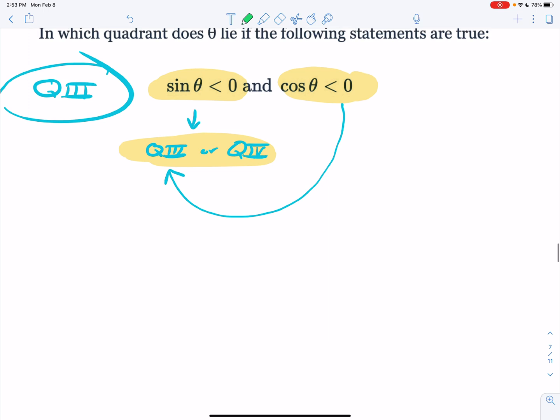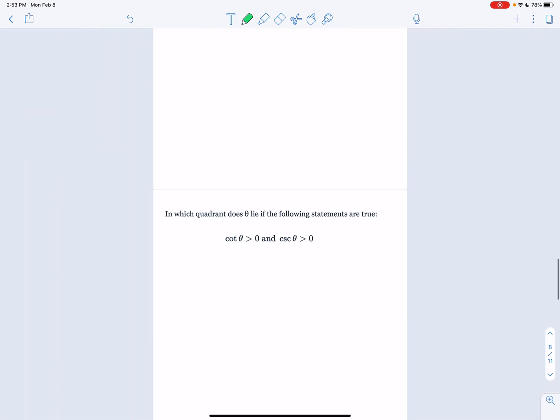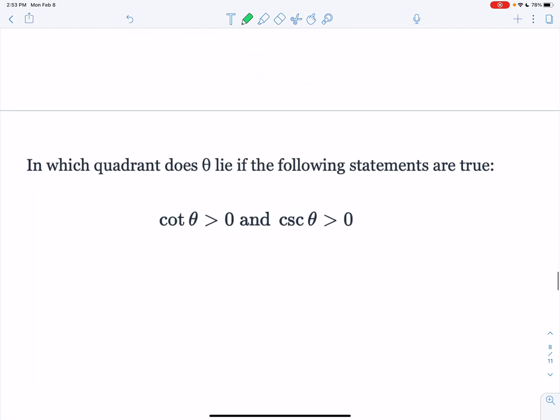If I can get to it. There we go. We're on part E. Here we go. Same instructions, except they give you 2 different statements here, okay? So here's what you guys do. You start off with one of them, okay? So you think about the reciprocals.